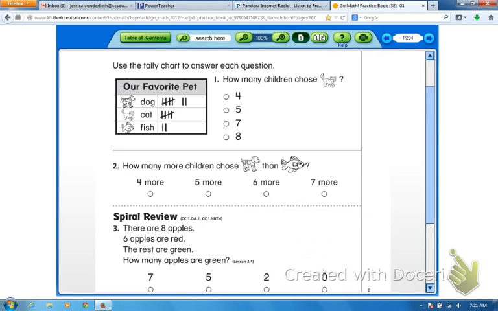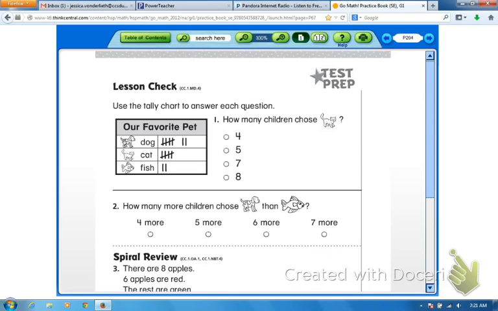On the back side of the homework, there's another tally chart for them. They have to be able to read the tally chart, count up the tally marks, and answer the question for number 1 and 2.